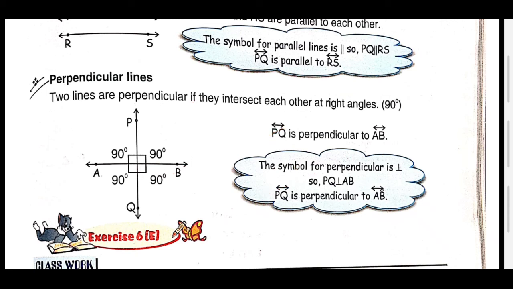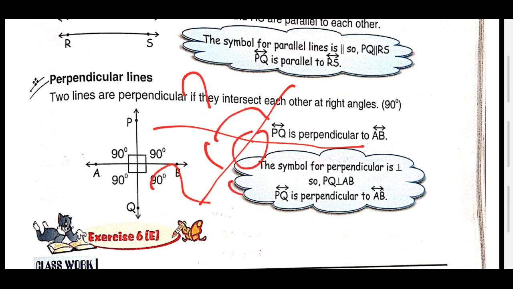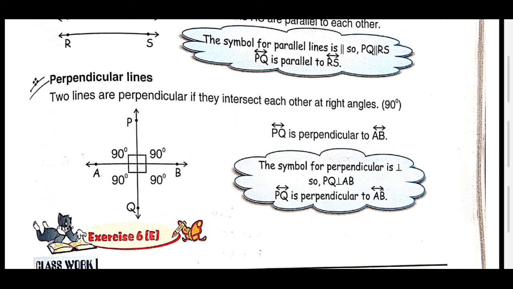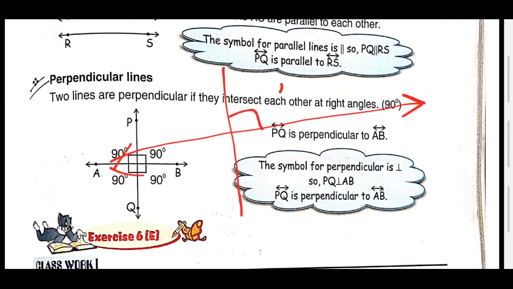Two lines are perpendicular if they intersect at a right angle. Suppose two lines intersect with each other such that the angle becomes 90 degrees, they are known as perpendicular. Normal intersecting is like that, they intersect at one point. You don't know the measure of this angle. But in perpendicular lines they intersect in such a way that the angle becomes 90 degrees. So they are known as perpendicular lines.